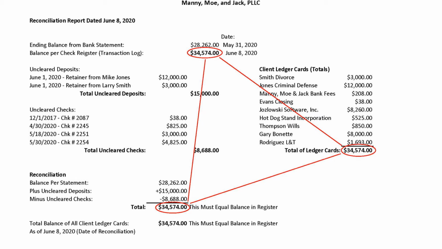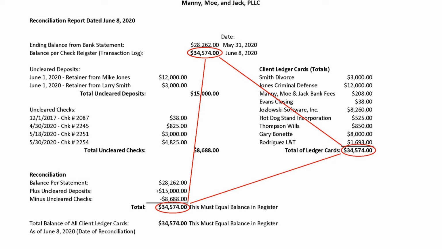This total must equal the balance in the check register, which has already been reconciled with the balance in the bank statement. This is a three-way reconciliation that meets the requirements of Rule 50. This is what your bookkeeper should be giving you every month.